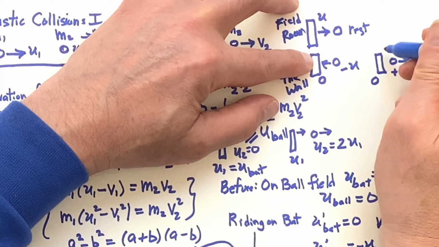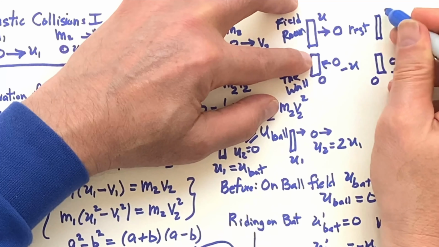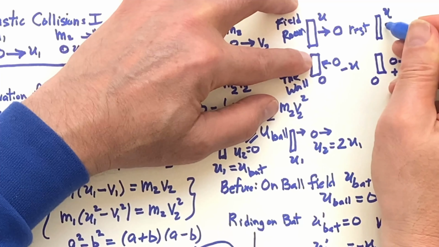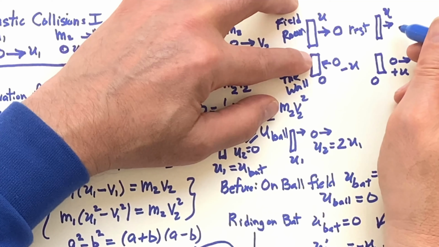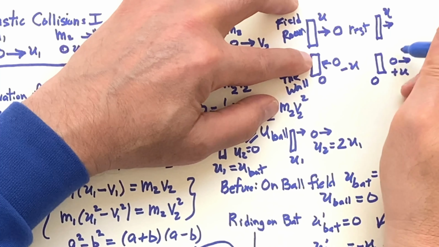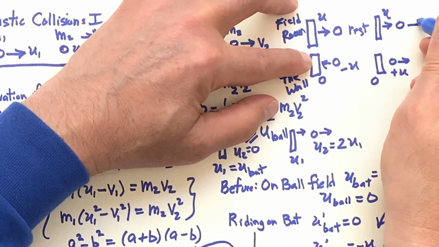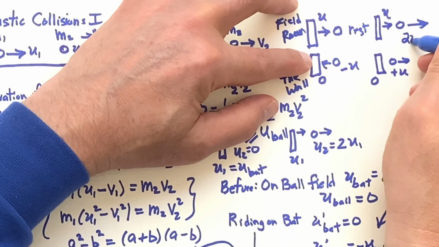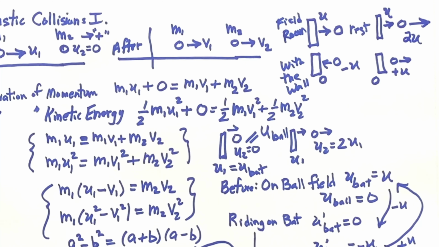So here, if we add the u to the 0, the wall, or the bat, is still moving unimpeded since it's so massive. And then when you add u to the ball, u plus u, you get 2u. And that's the result. Fascinating. Transformation of reference frames reminds me of Einstein, frames of reference, and having to transform from one to another.